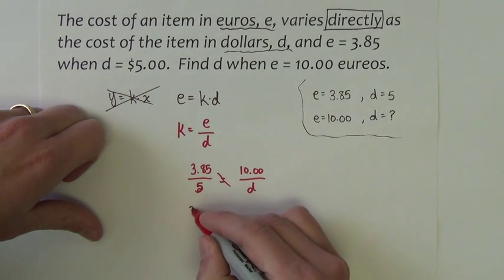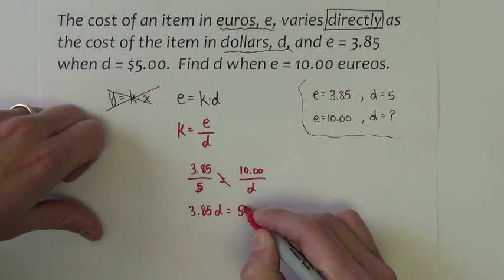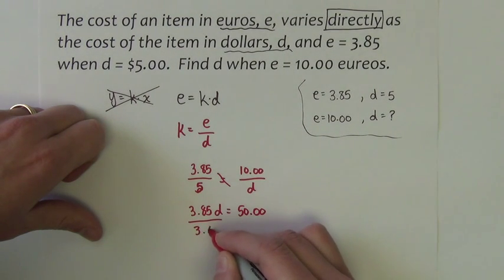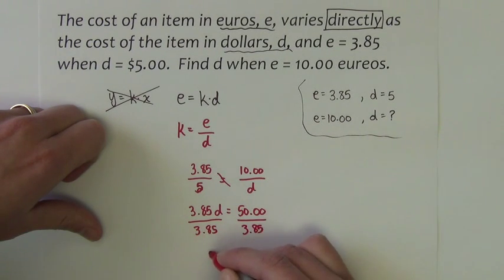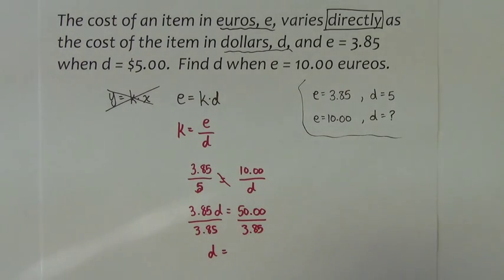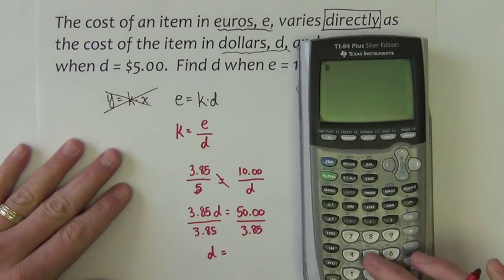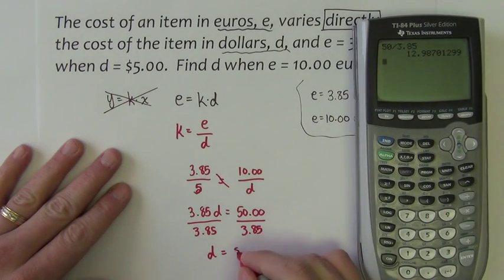Okay, so we cross multiply: 3.85 D equals 50.00. Divide both sides by 3.85 and D equals, I'll go ahead and use the calculator on this part. So let's see, D equals 50 divided by 3.85. I get about 12.99 dollars.